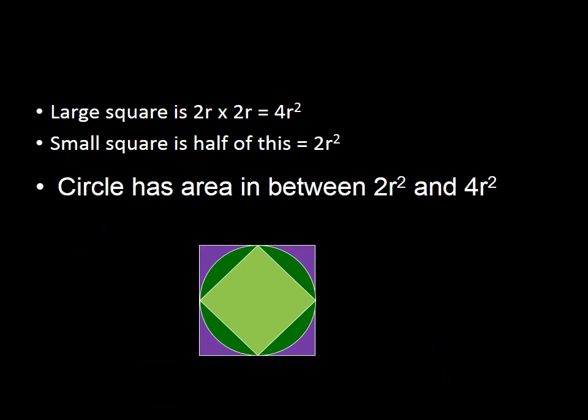Large square is 4r squared. Small square is 2r squared. Then the circle is in between those two. So circle has area in between 2r squared and 4r squared.